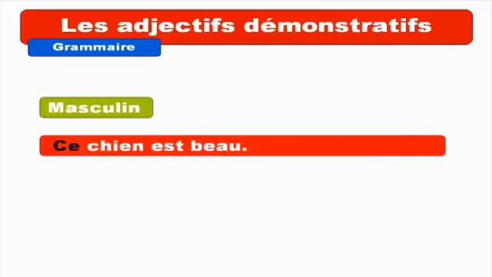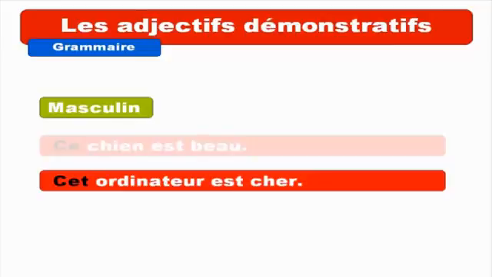So masculine, first example, ce chien est beau. Okay, so basic example, no problem in this sentence. Second example, cet ordinateur est cher. So actually in this sentence you can see the reason why there are two forms for the masculine.